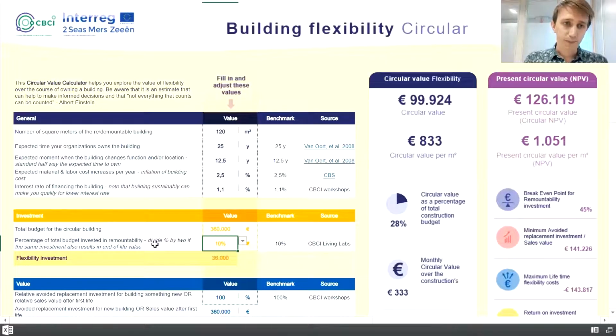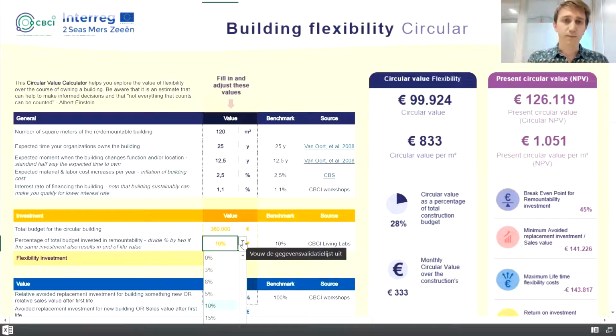And then the remountability of this total investment, we expect to be 10%. This is something we have seen throughout the living labs. Here you can select other percentages. And in the Excel version of this calculator, you can also find out what sort of building type the percentages relate to. So for example, 10% is usually a wooden building, but we also have a percentage for brick and also for steel. And these help you to get a feel for what sort of investment percentage to expect there.